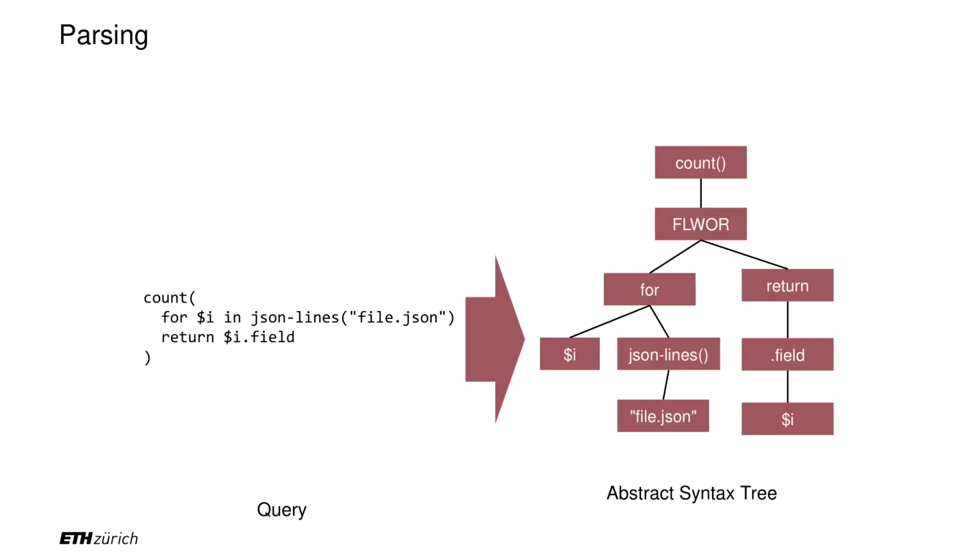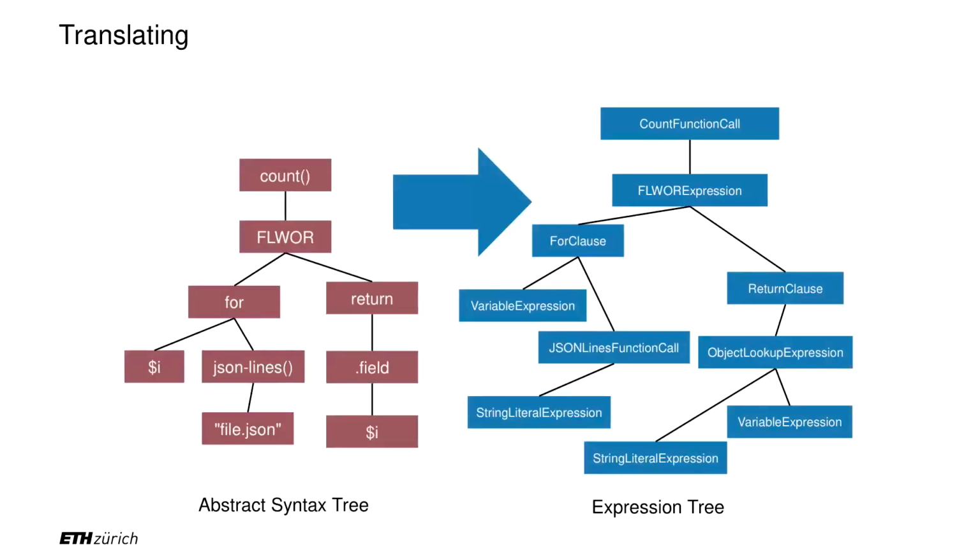If you look at the query and the abstract syntax tree, it might even make sense somehow, the way that it is mapped, right? So the count would be the root of the tree. Then we have a FLWOR with the for on the left, the return on the right. For iterates on $i in json-lines of file.json, return $i.field, right? It's quite intuitive. So we have techniques that do that in a very good way. We even have libraries that help you do that. So that's the first thing that RumbleDB does, is it takes the query and converts it to an abstract syntax tree. But the abstract syntax tree can be very complex and redundant and not very clean.